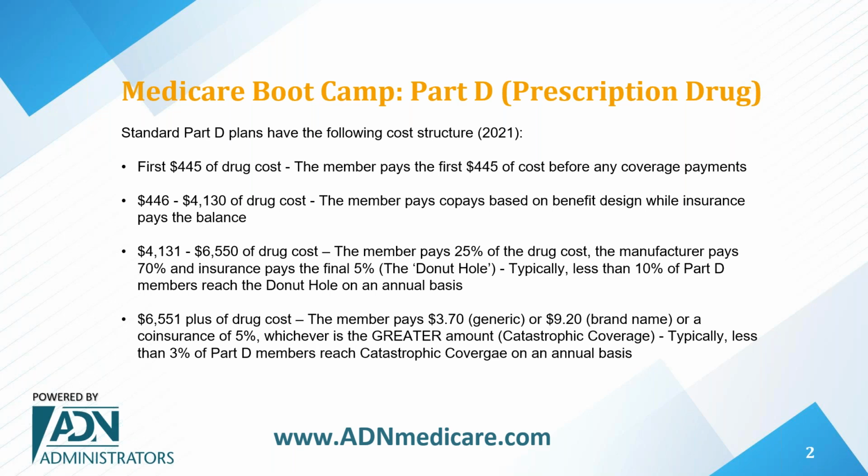Beyond the donut hole is called catastrophic coverage. From here on in, you pay a copay or 5% of the total cost of the drug, whichever is greater.